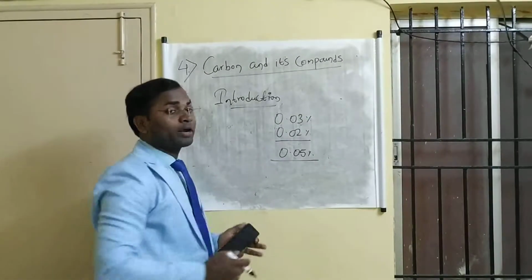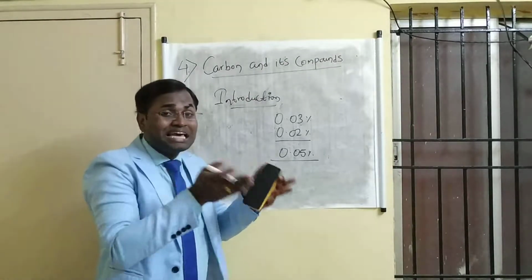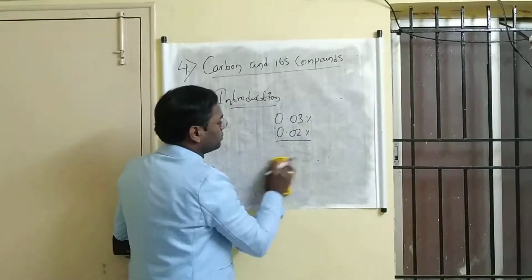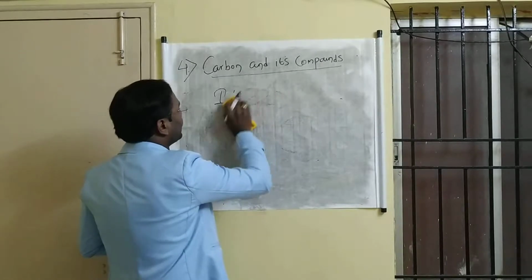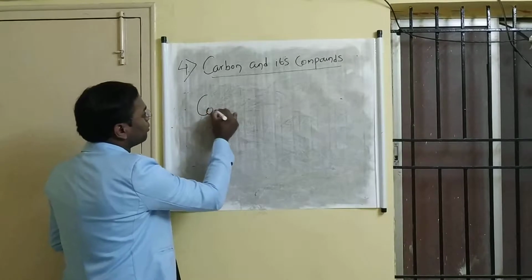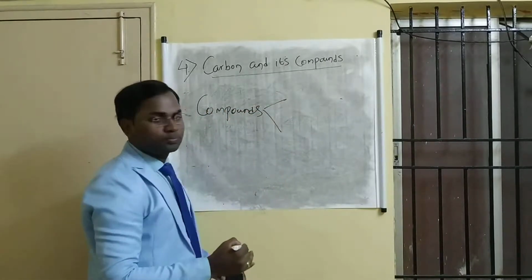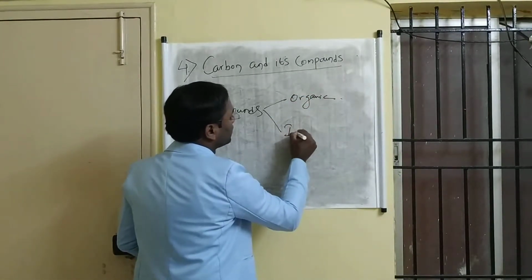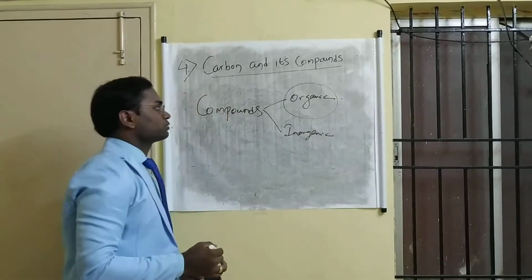Although it is a very small quantity, we can find carbon is of immense significance, not only in the elemental form, but also in combined form. And that's the reason we need to study the properties of carbon and its compounds. We know compounds, correct? Compounds are classified into 2 types, that I can say organic and inorganic. We have to know organic compounds.